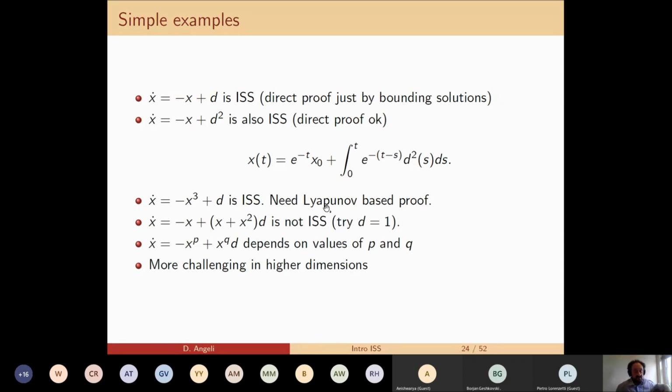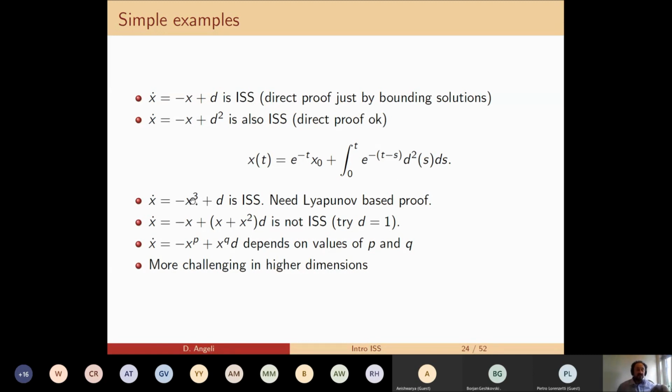Now, so here I've got some simple examples really of input to state stable systems. So the first one is linear. We already said for a system like this, you can just prove input-to-state stability directly by bounding solutions using the explicit formula for the solution. If you've got a nonlinearity just in the input, that's also trivial, because you can use, again, the formula for the solution. And here, rather than having a linear gain, you will have something squared in nature or something like that.